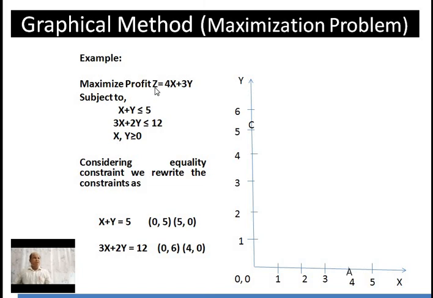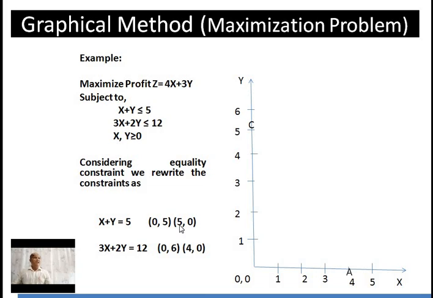Maximize profit Z equal to 4x plus 3y subject to x plus y less than or equal to 5, 3x plus 2y less than or equal to 12, x, y greater than or equal to 0. Considering equality constraints, we rewrite the constraint as x plus y equal to 5. Now here, if x is equal to 0, then y will be 5. On the other hand, if y is equal to 0, then x will be equal to 5.